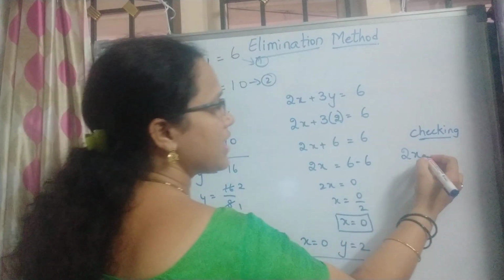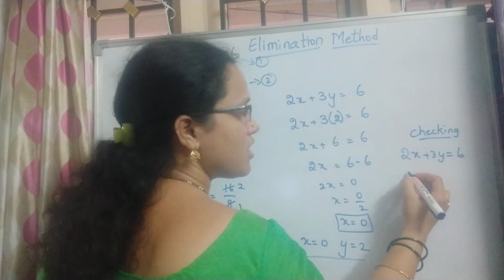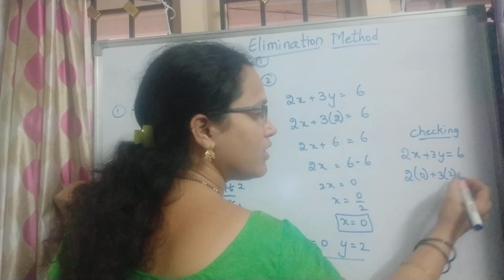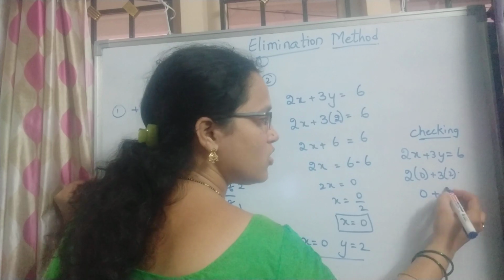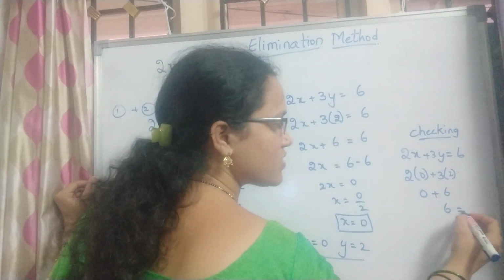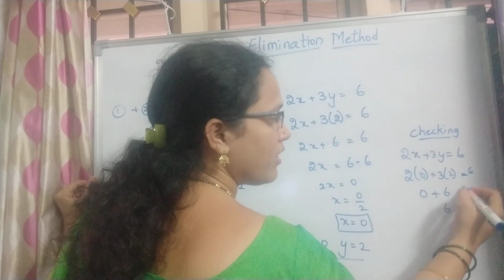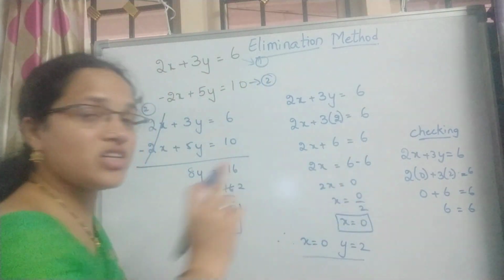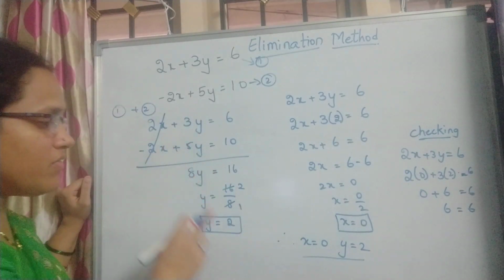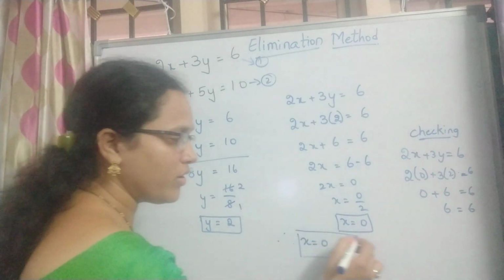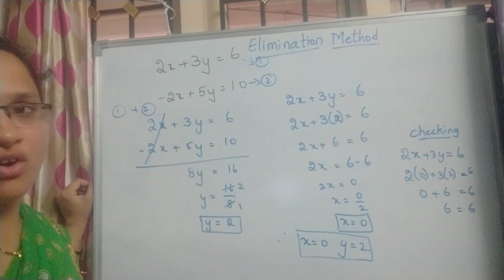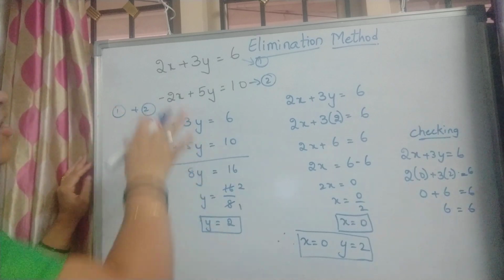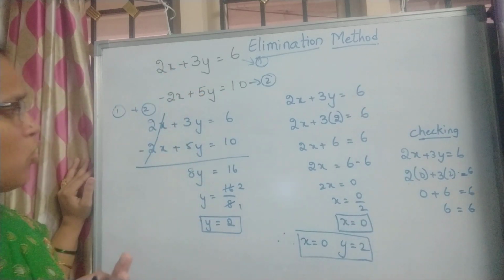So 2x plus 3y is equal to 6. When you substitute 2 into 0 plus 3 into 2, 2 zeros are 0, 0 plus 6. That means this value is 6, which is equal to the right hand side. That means both the left hand side and right hand side are equal. So here you are checking whether the values you have found are correct or not. Yes or no? You can check them in the second equation or in the first equation. So I hope it is clear to you.